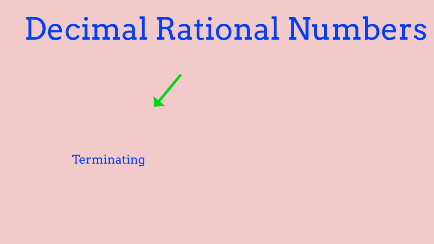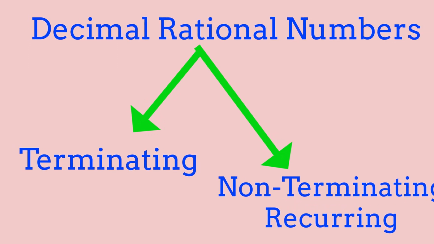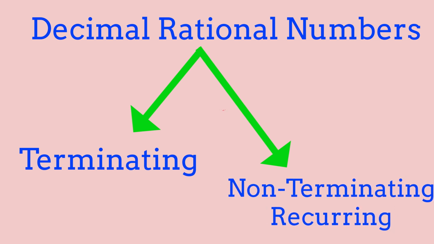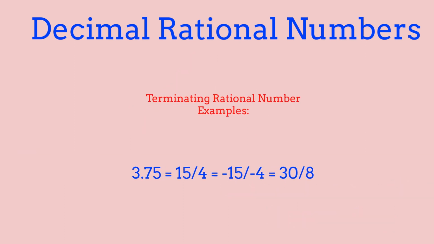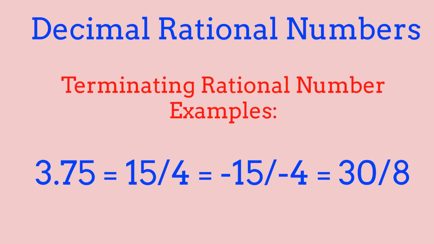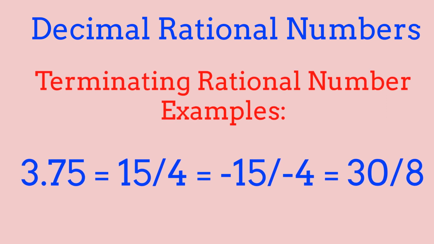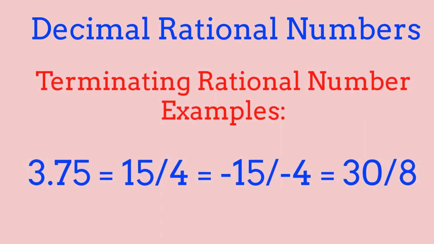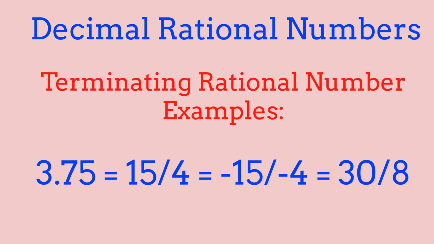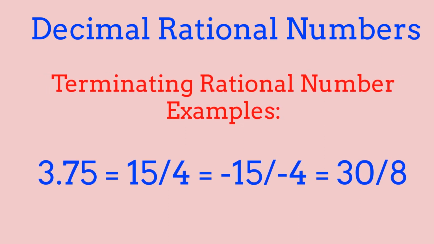So a decimal rational number can be either terminating or non-terminating reoccurring. So let's first take an example to clear our minds. So let's take the number 3.75. So we know that this is a rational number because we can do 15 divided by 4, which gives us 3.75. So 3.75 would be a terminating rational number because it ends at a fixed point. We have an ending number after the decimal. So since we have 0.75 at the end, it stops. So that's what terminating means.